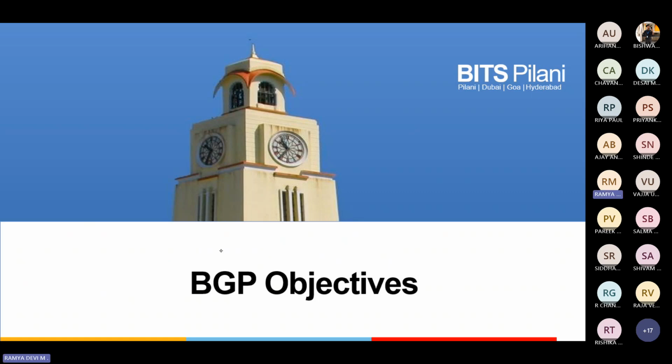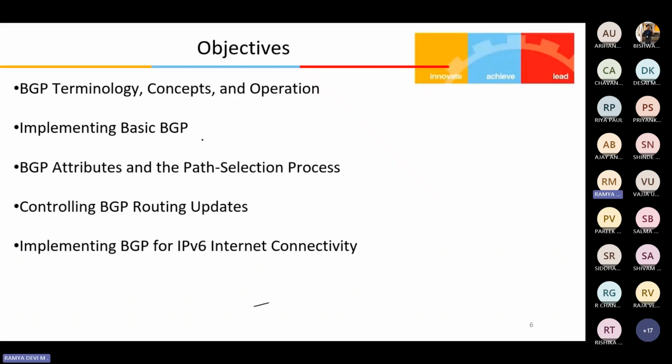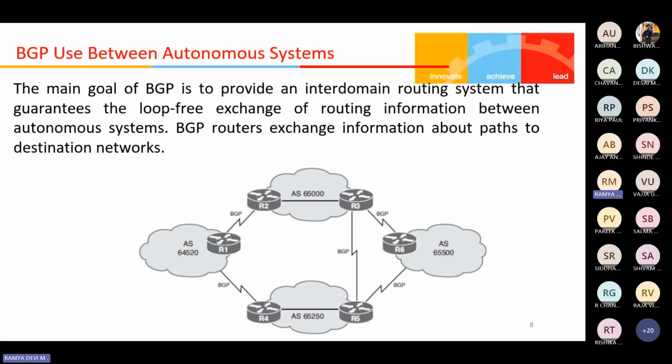So in today's class, we'll be seeing BGP, okay? The terminology, concepts, operations, how to implement the basic BGP together with attributes, path selection process and all. Most probably we'll be completing till that. In the upcoming classes, we'll be seeing controlling BGP routing updates and all, fine? So we'll start with what is BGP? So BGP, it is a protocol, okay? So BGP, it is nothing but a Border Gateway Protocol.